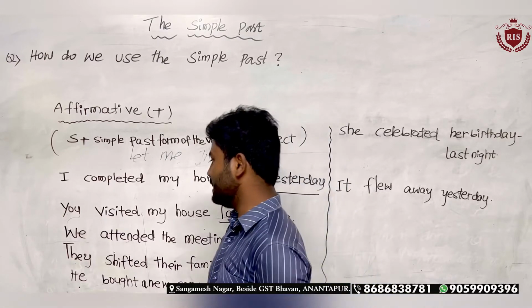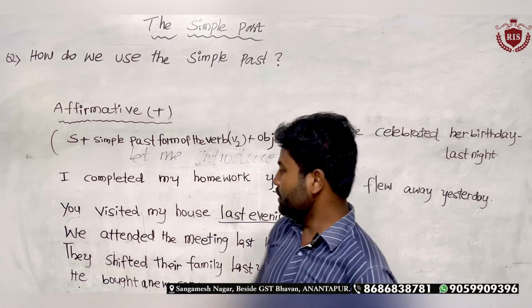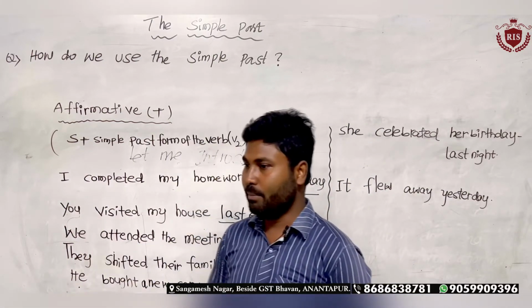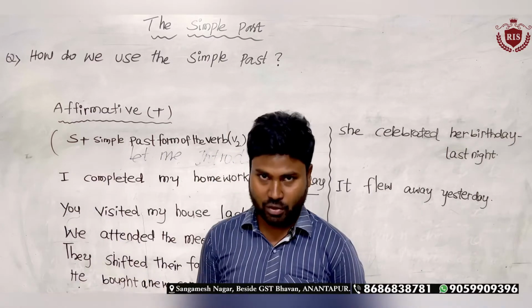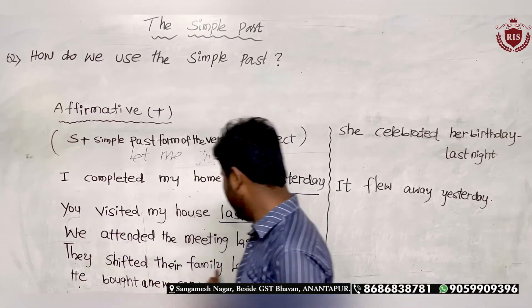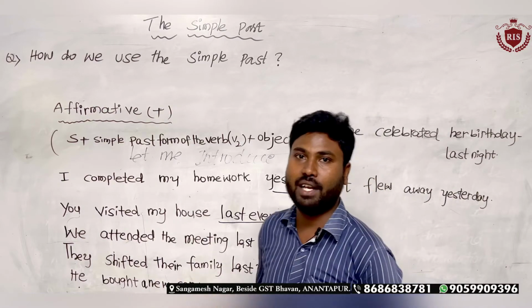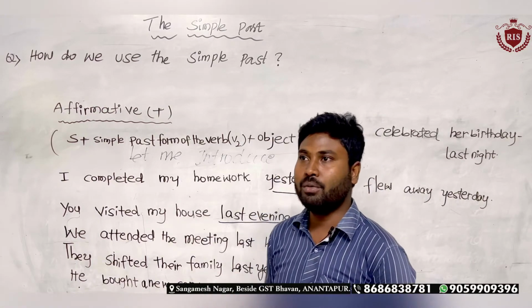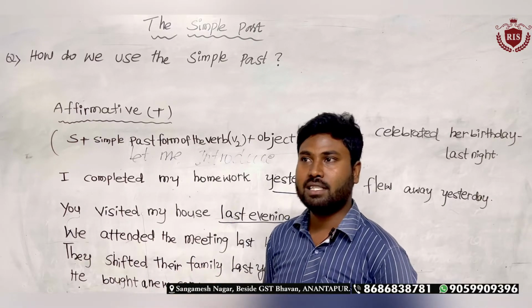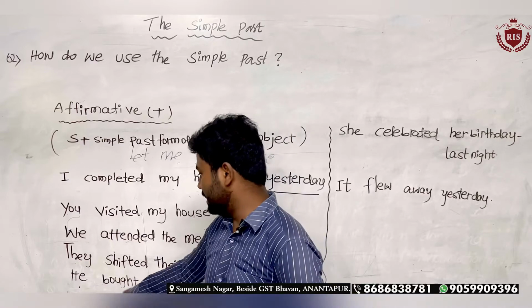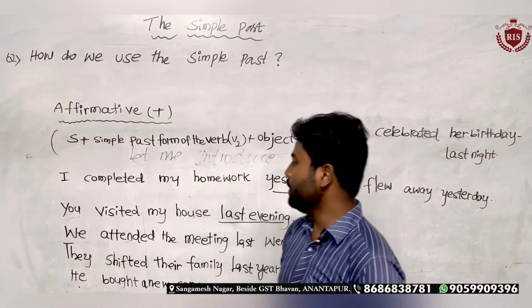The fourth sentence is "They shifted their family last year." Okay, here we have taken the pronoun they as a subject, and for shifted we have taken the V2 form. Next, their family last year is an object, and last year is a keyword I have written. So that can help you to identify which tense the sentence is in. Next, the fifth example, let us see.